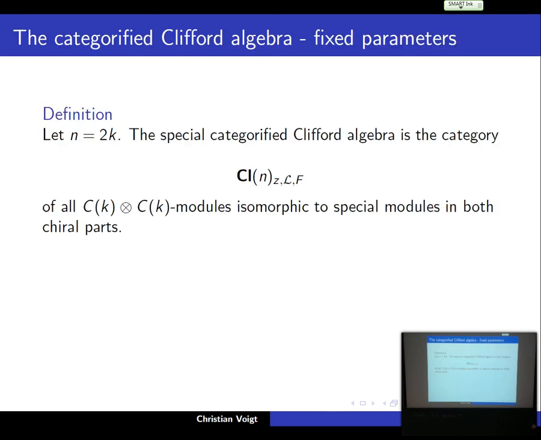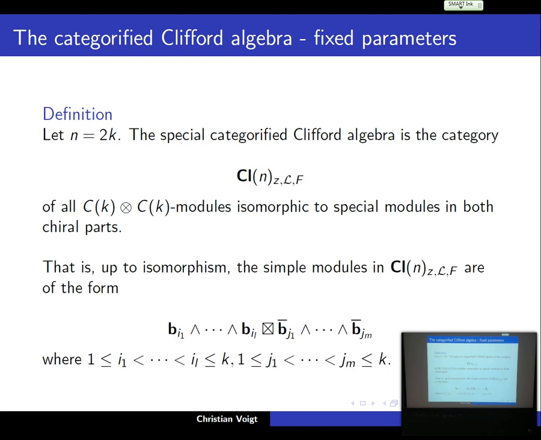And then you can define your categorified Clifford algebra, at least the special part of that. Well, you just take those modules and you get a category. So that's already a good thing to begin with. So instead of a vector space, we now have a category. And well, this category is also not hard to describe. You can exactly say how the simple modules look like. They will all be of this form, which basically is like the same parameterization as for the basis of the Clifford algebra in finite dimensions.